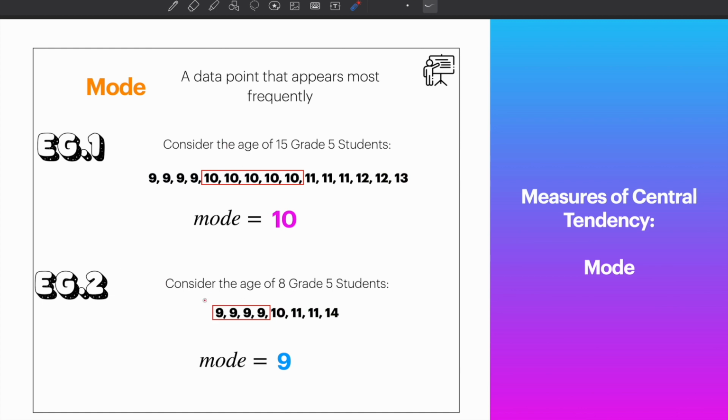Second example is where we took the 8 grade 5 students and we have 9-year-olds, a 10-year-old, two 11-year-olds, and a 14-year-old. And when you do your counts, you'll see that 1, 2, 3, 4. We had 4 9-year-olds, and they were the ones that appeared the most. Guys, I guess this is the easiest and the most straightforward of them all. Right, so that's where I will end off measures of central tendency.